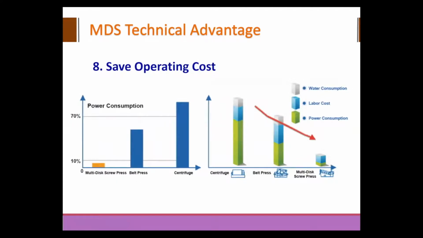Number eight, low operating cost. MDS works by the machine's internal pressure and has no large-scale components like rollers. It saves energy and water, and has minimal noise because of the low running speed, 2 to 4 RPM. The average unit power consumption is only 0.01 to 0.1 kilowatt per kilogram of dry solids generated. It can greatly reduce the operating cost of the wastewater treatment system. As you can see in this chart, compared with the centrifuge and the belt press, the total operating cost of MDS is much lower than the others.